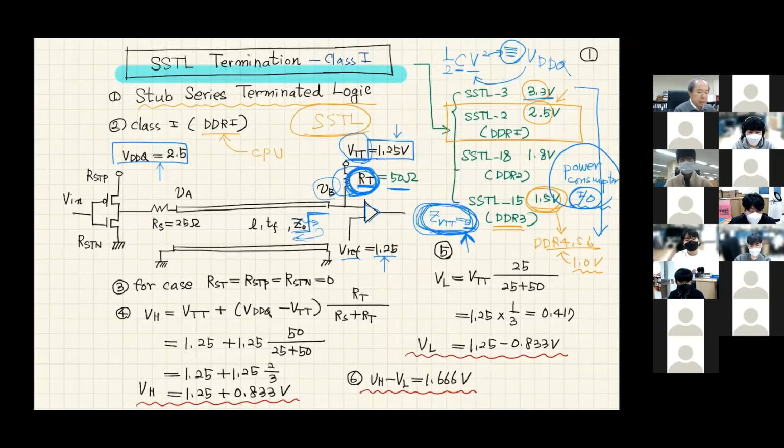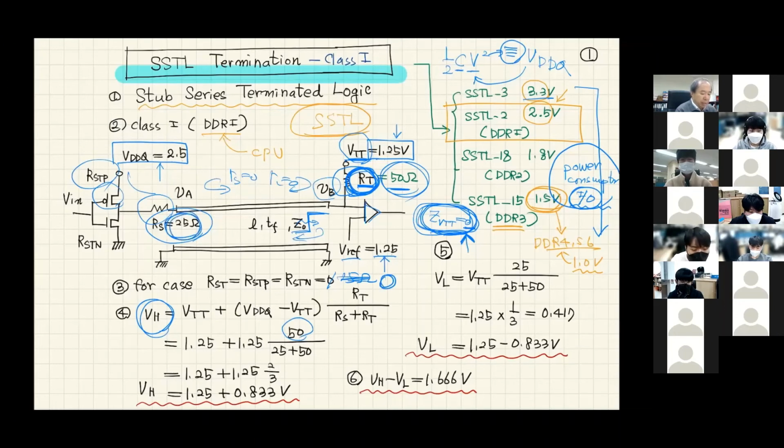We are assuming that this receiver impedance is 50 ohm and source impedance is 25 ohm and transistor impedance is 25 ohm. Then source reflection coefficient is 0 and load reflection coefficient is 0. Then when this transistor is turned on, this impedance is 25 ohm. This is 50 ohm. Here we have 2.5 volt and 1.25 volt.